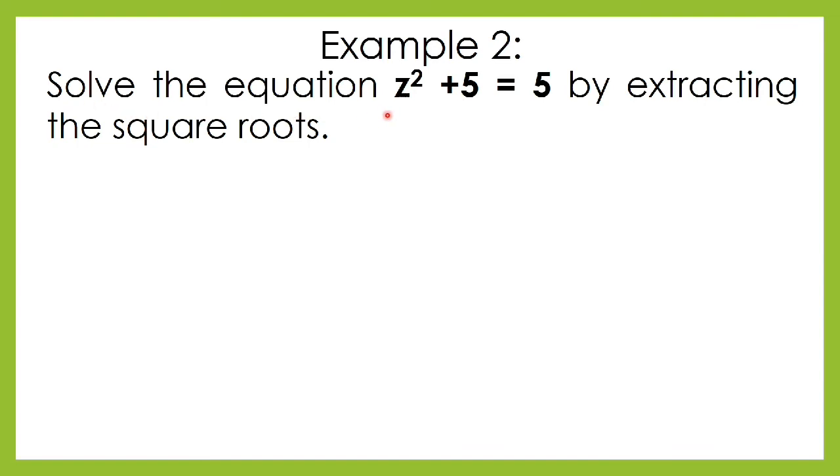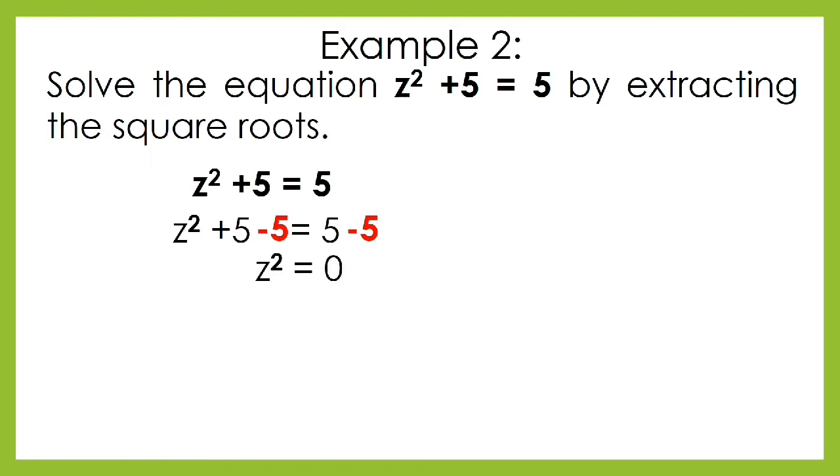Solve the equation z squared plus 5 equals 5 by extracting the square roots. This is the given equation, z squared plus 5 equals 5. So the first step is to transform this equation to ax squared equals c. We will apply the subtraction property of equality. We will subtract 5 to both sides of the equation. And then we simplify. We now have z squared equals 0.